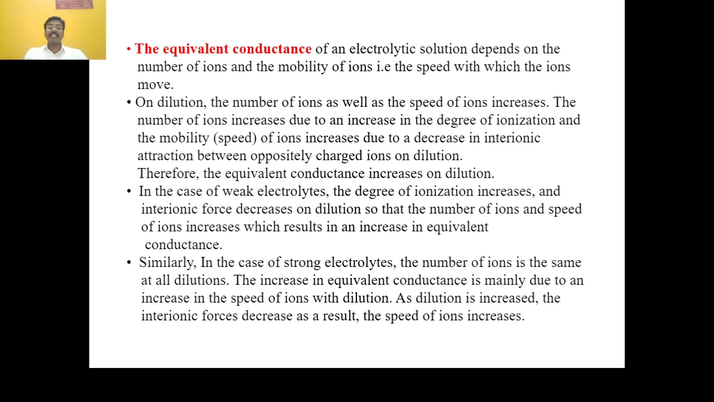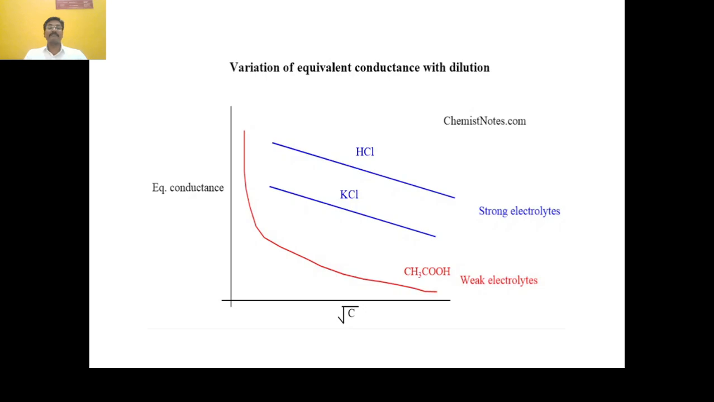But in this case, the increase in the equivalent conductance is not due to an increase in the number of ions, but mainly due to an increase in the speed of ions with dilution. As dilution is increased, the interionic forces between the oppositely charged ions decrease, and as a result the speed of the ions increases.